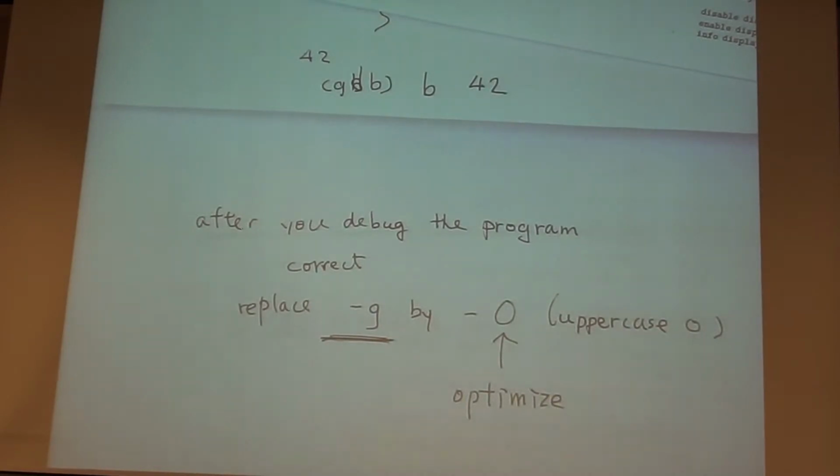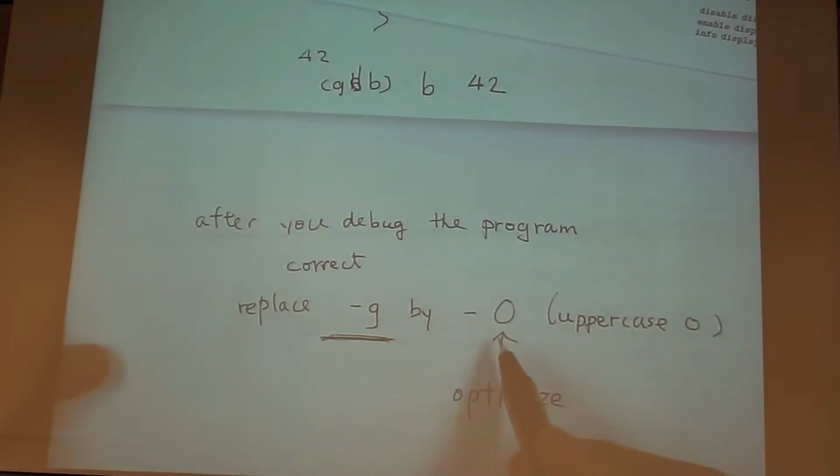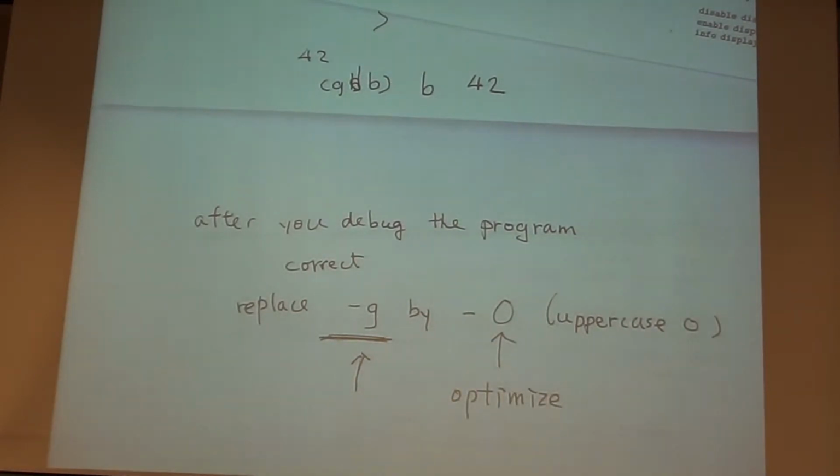Thank you for bringing up Valgrind. Valgrind does not work with minus capital O. You have to use minus g, lowercase. If you use minus O and run Valgrind, you get strange things, since minus O removes a lot of information and Valgrind doesn't work anymore.